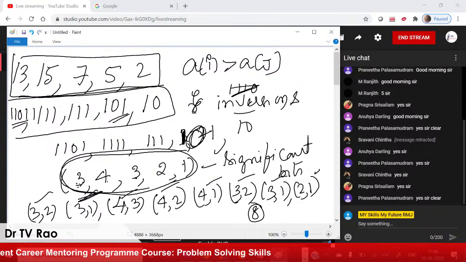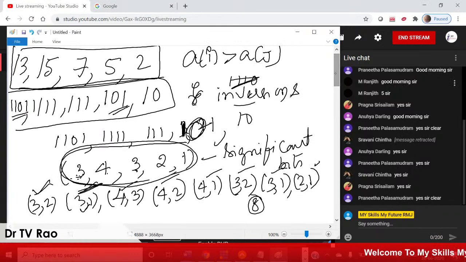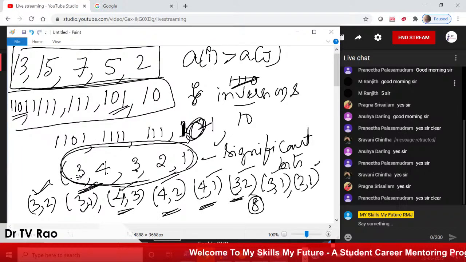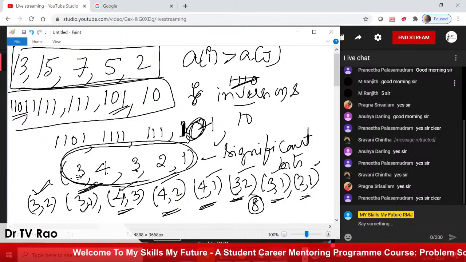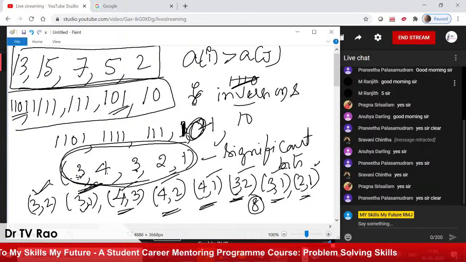3 is not greater than 4. 3 is not greater than 3. But 3 is greater than 2. 3 is greater than 1. Okay. Similarly, 4 3, 4 2, 4 1 and then 3 2, 3 1 and 2 1. There are 8 inversions here, and you need to report the number of inversions.